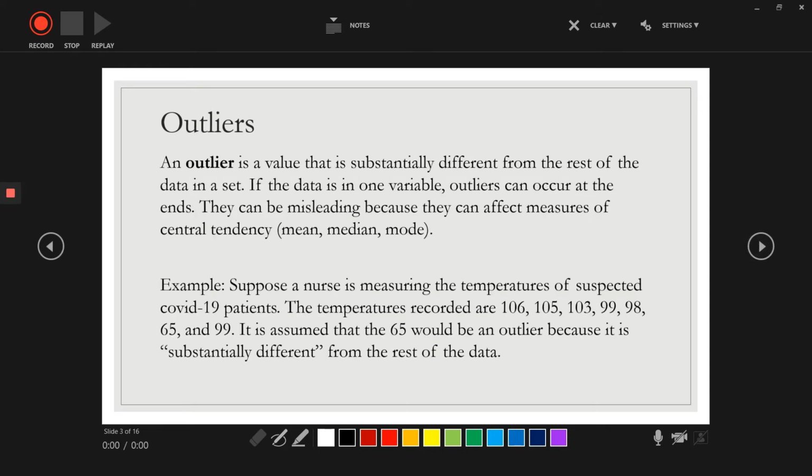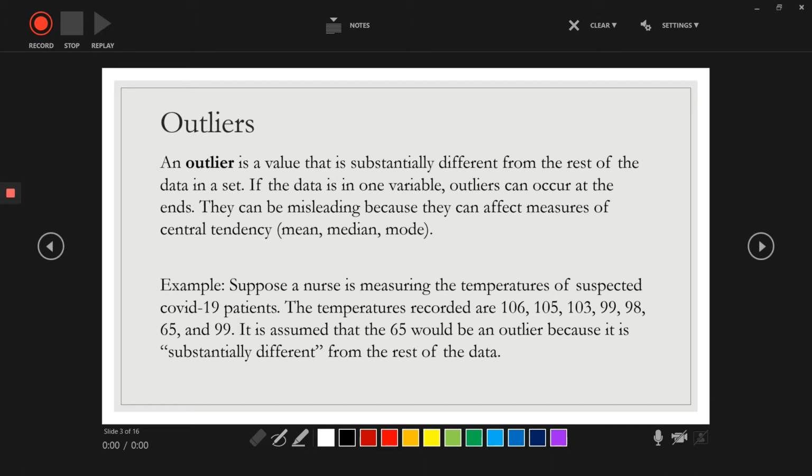So what's an outlier? An outlier is a value that is substantially different from the rest of the data in a set. If the data is in one variable, outliers can occur at the ends. So that means they'd be like a minimum or a maximum that are far away from the values of everything else. They can be misleading because they can affect the measures of central tendency, the mean, median, and mode.